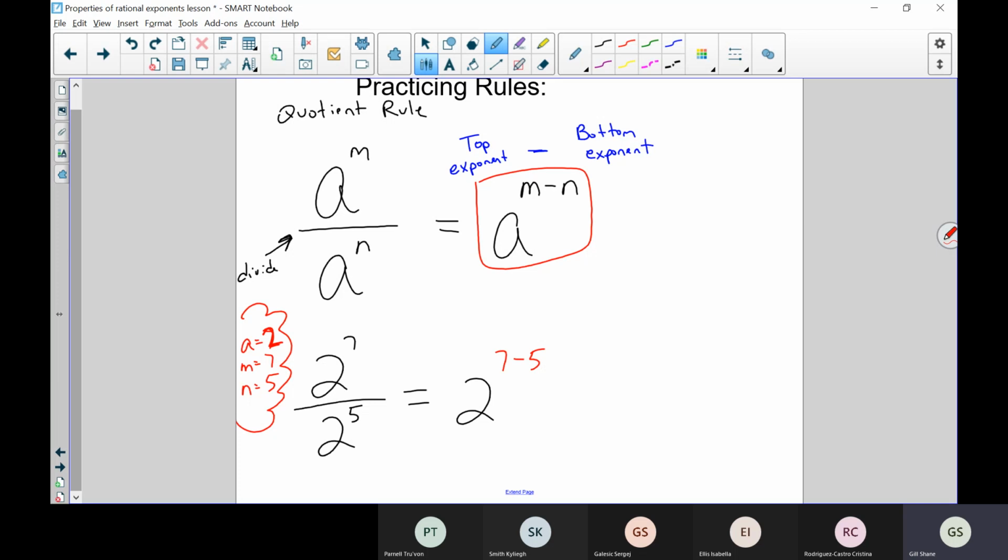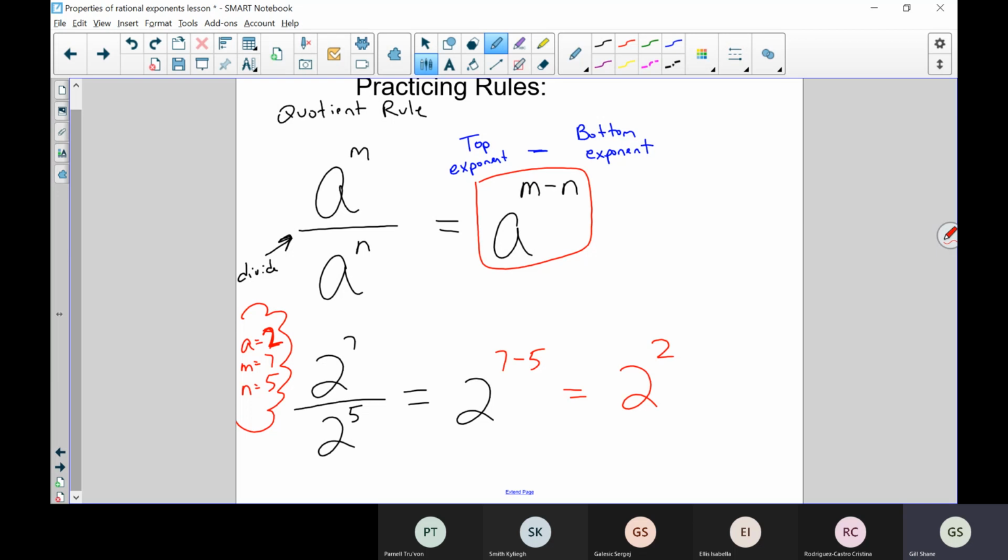I didn't teach it that way last class, so that's kind of been added. For those of you that were here, you may want to add that to your notes. But just go ahead and define on the left: what is A, what is M, what is N. So that would give me 2 raised to the 7th.